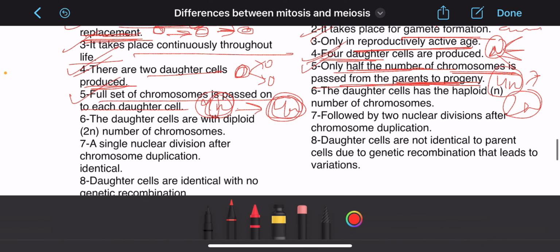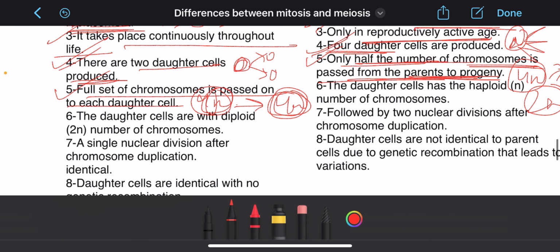Now, the sixth difference is that the daughter cell that is formed has the diploid number of chromosomes. That is, if 2n is there, the daughter will also have 2n chromosomes. But in the case of meiosis, it is not so. It is going to reduce the number of chromosomes to half. So, a haploid number of chromosomes is present in the case of progeny.